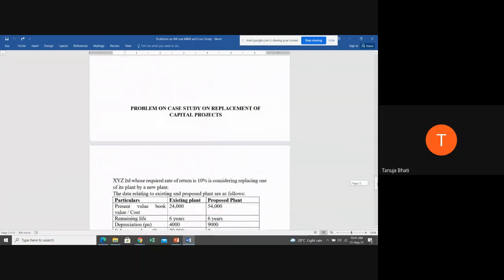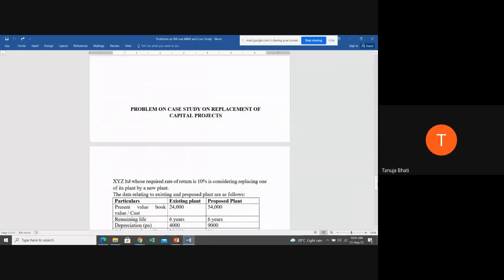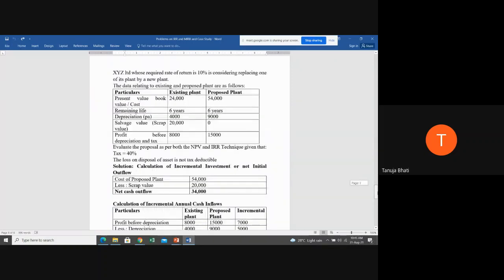Now, I hope you have understood IRR and MIRR. Now, let us see one case study on replacement of capital projects, like whether you have to replace an asset or continue with the existing asset. So, I'll just show you this case study.